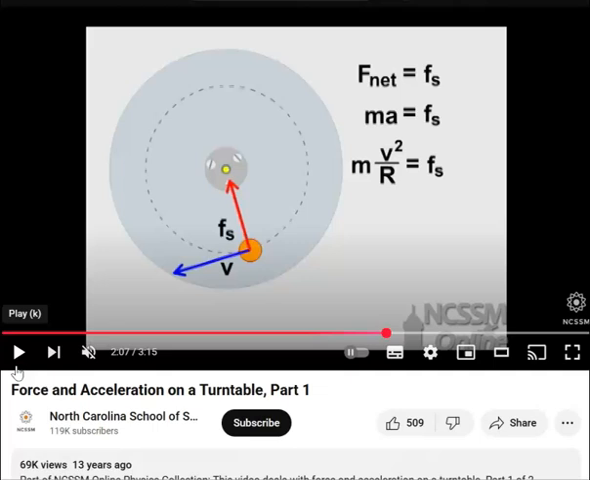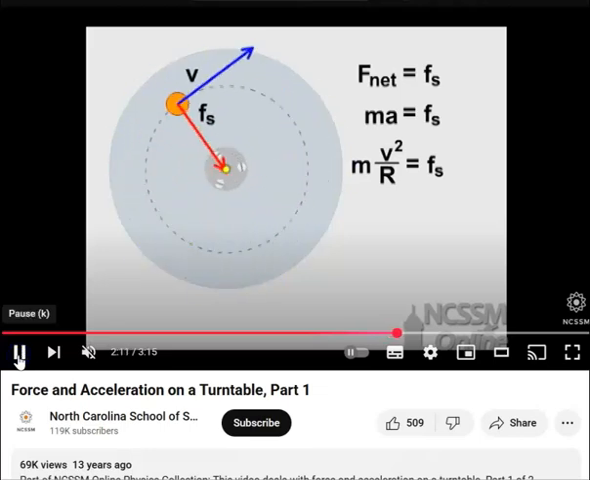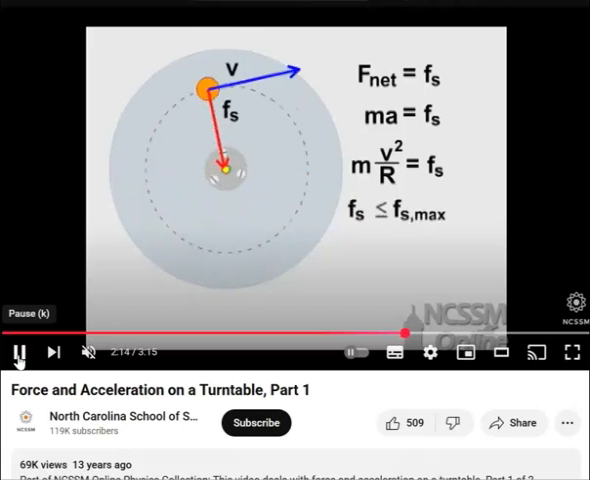If I carry on playing this, you're going to see we're speeding it up. We're getting to a point where, and this is crucial in your understanding, generally speaking with these questions, you're looking at that critical moment where the friction is just enough to keep it on its track, and any more, it's going to slide off. Okay, so that's the limiting moment of the friction just being at its maximum.